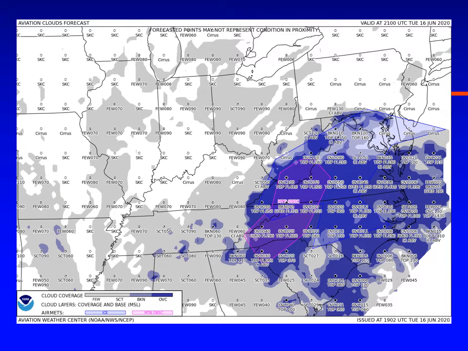This is a forecast of clouds from the graphical forecast for aviation, and it shows that over Illinois, cloud bases are expected to be approximately 7,000 feet AGL over central Illinois, and the cloud cover is not that much. They're forecasting either few or scattered across that region.